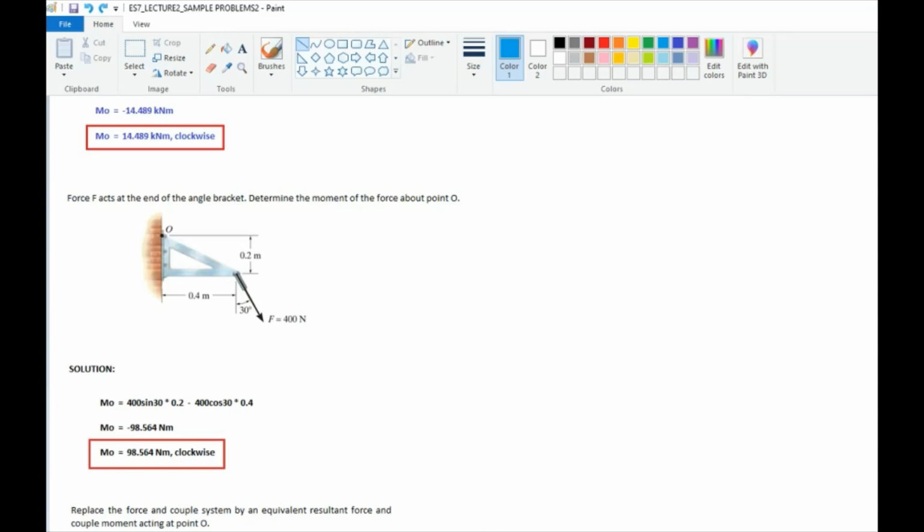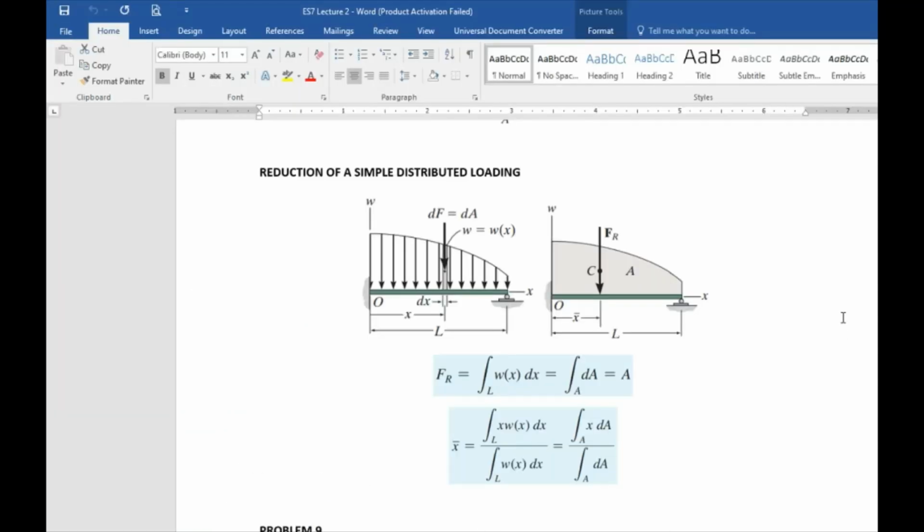Next, a simple distributed loading. For example, you have a beam, with one end fixed and the other end on a roller support. It has a distributed load on top, but the distribution is uneven. Now, how do we get the resultant force? Ideally, we integrate. So, calculus.